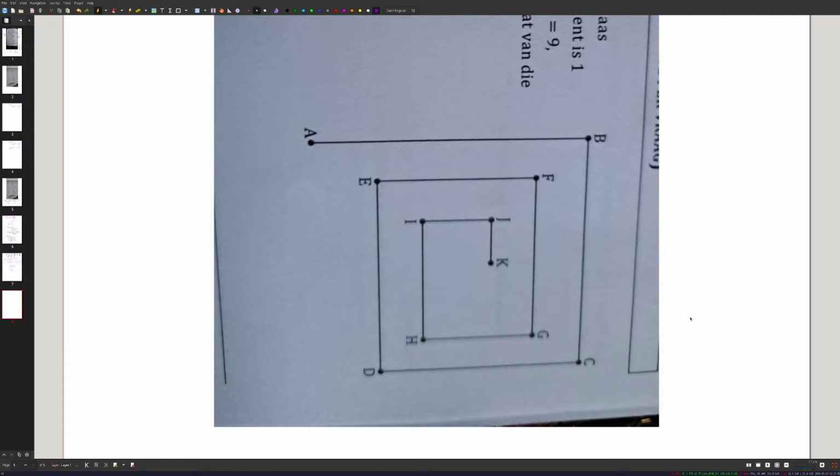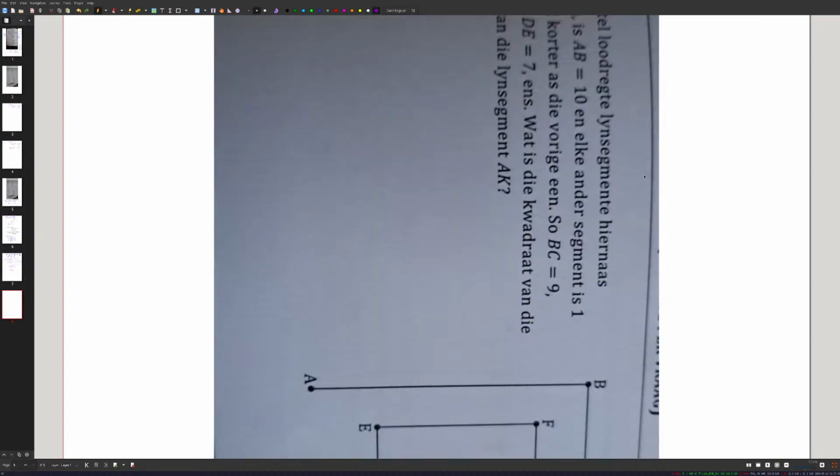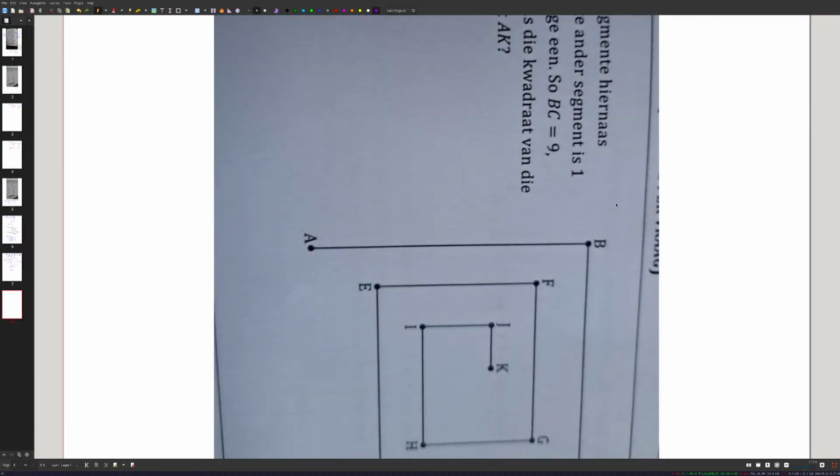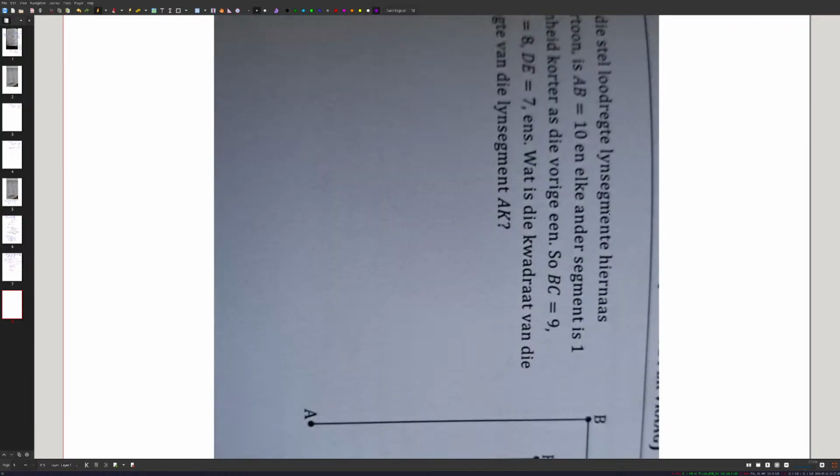Okay, so in this beautiful picture over here, what the translation of this thing is, loodregte I think just means orthogonal. Like lood is lead, but if you've heard of a plumb line in English, that's supposed to be something that hangs straight down.